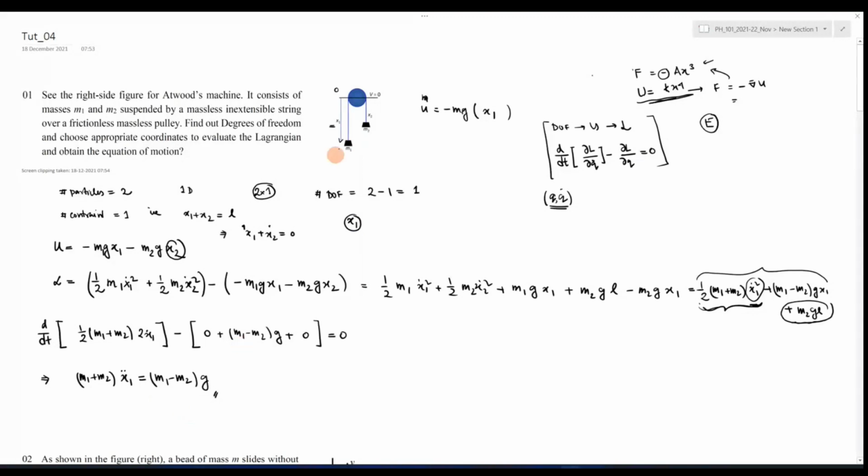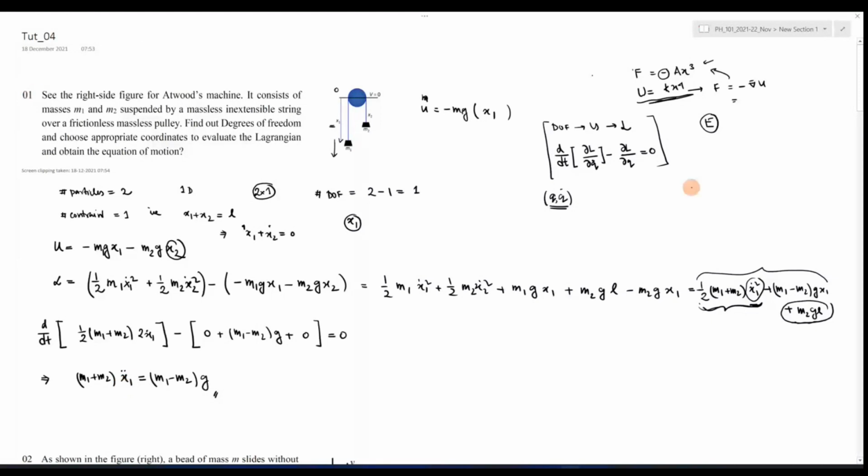Now if you put m2 equal to 0, m1 x1 double dot will be plus g, in the same direction as whatever we are checking. And if you put m1 equal to 0, then also we will get the expected result. Done. First problem is done.